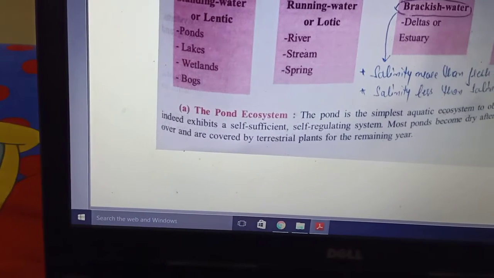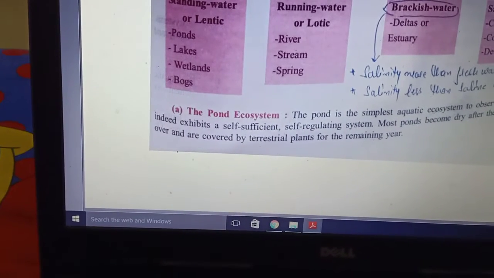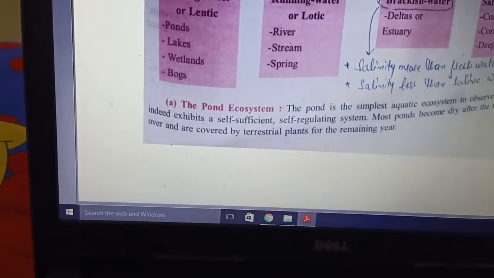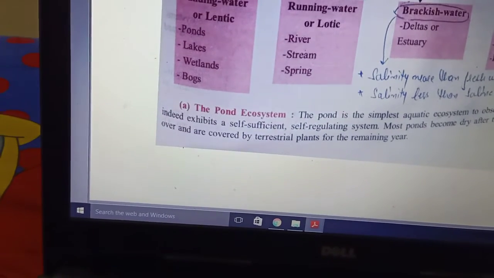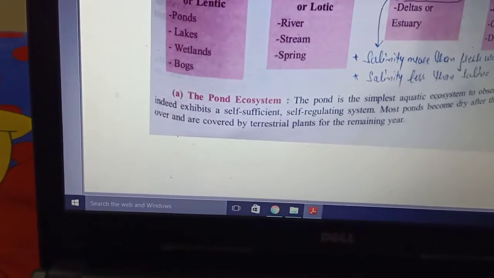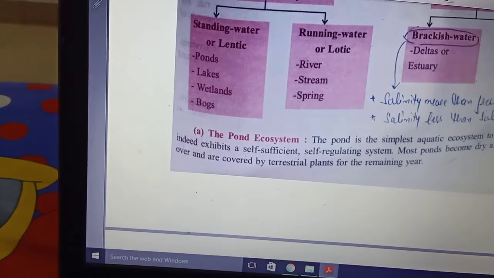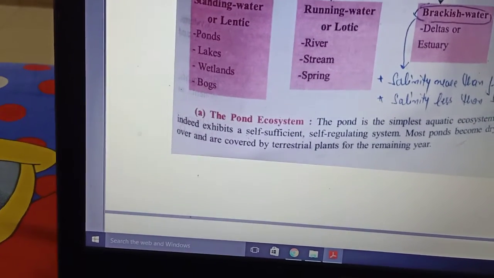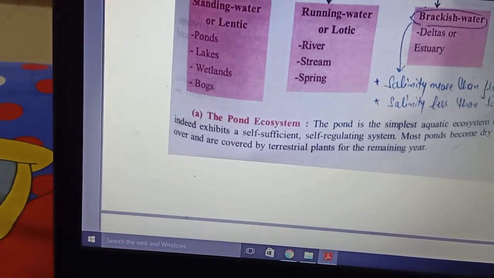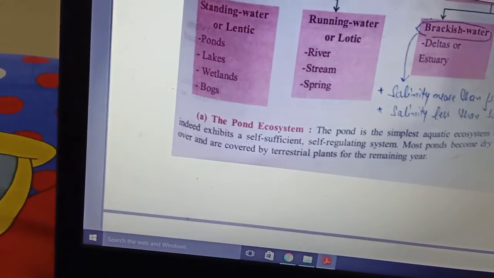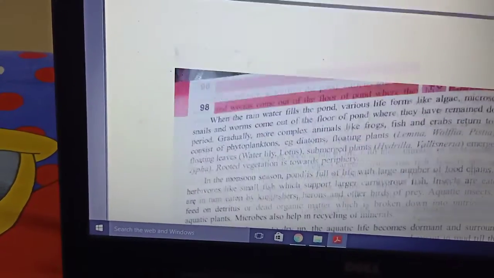Now we are moving towards the pond ecosystem, which is a part of the freshwater ecosystem. The pond is a very simple aquatic ecosystem that is self-sufficient and self-regulatory. We've already discussed the meaning of self-regulatory. So a pond is filled by rain water. After the rains are over it becomes dry and is covered by terrestrial plants. When the rain goes away, then what happens? It becomes dry, and various terrestrial plants are found in this particular system for the remaining year.